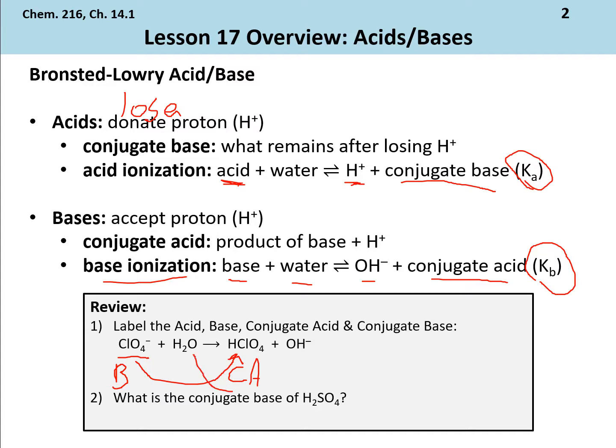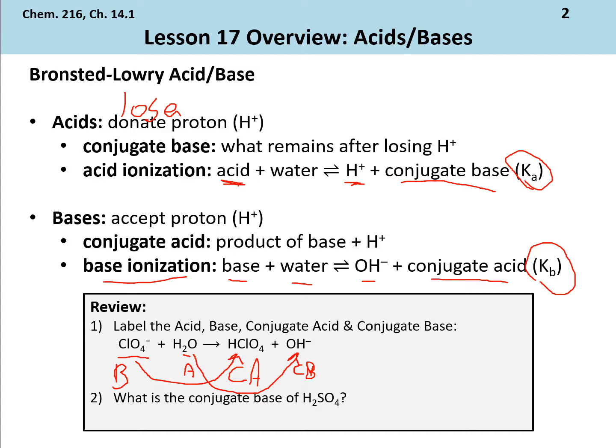The H2O, meanwhile, starts off with 2 hydrogens. It becomes OH-, so it lost one. So that means it must be an acid. And that makes OH- my conjugate base. Okay? Let's look at this second problem.